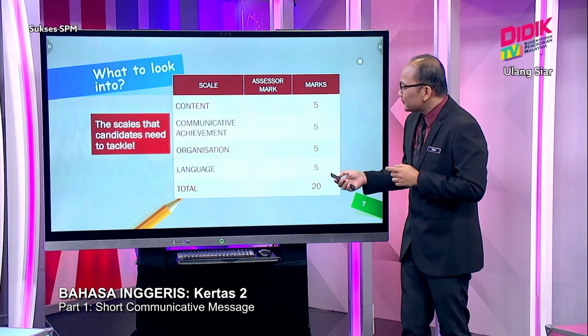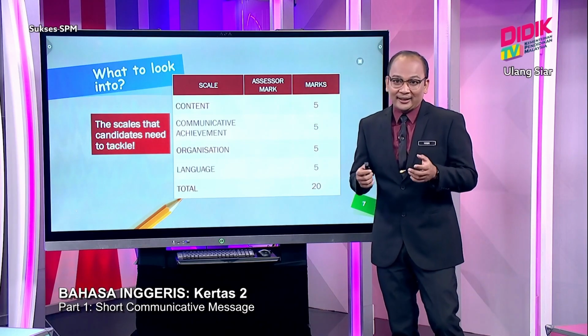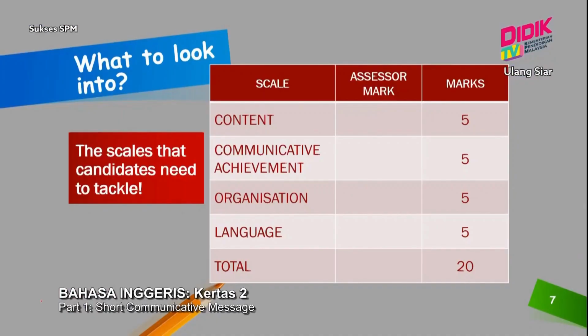Now, what are we going to look into when we are writing? Please remember, these are the skills that you need to pay attention to when you are writing. There are 4 things that you need to know, which are content, communicative achievement, organization, and also language. The maximum marks for each of these skills are 5, so the total mark would be 20.